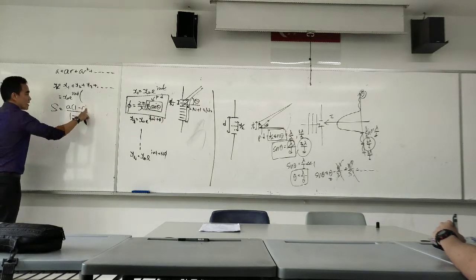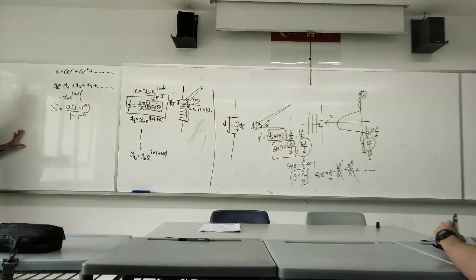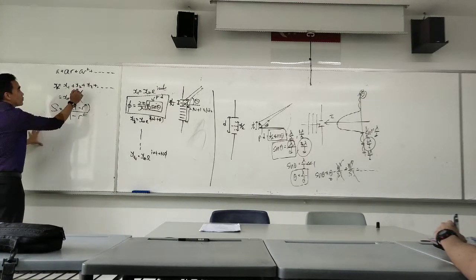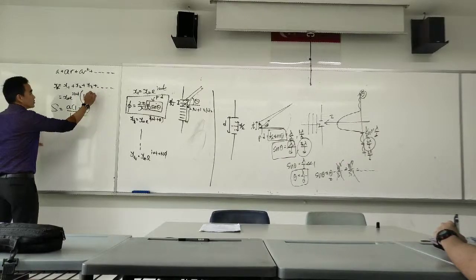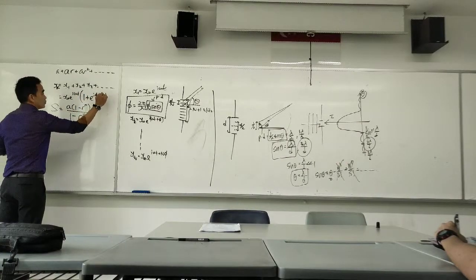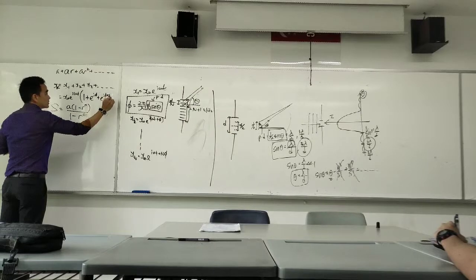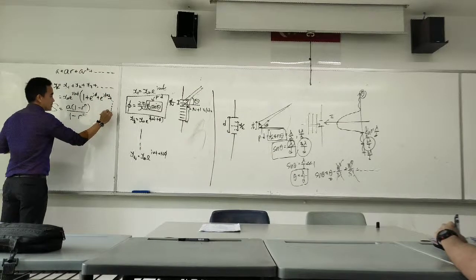1 minus r to the power n. That is it. I haven't got to the point of infinity yet, but this is the sum to n terms. Do you follow? Okay. So therefore, this would be 1 plus e to the power i phi plus e to the power 2i phi, and then plus e to the power i n phi.